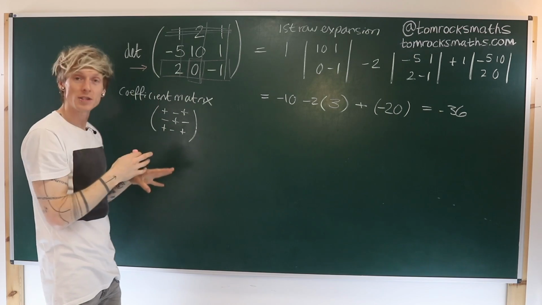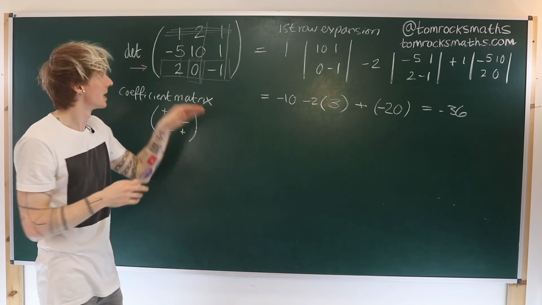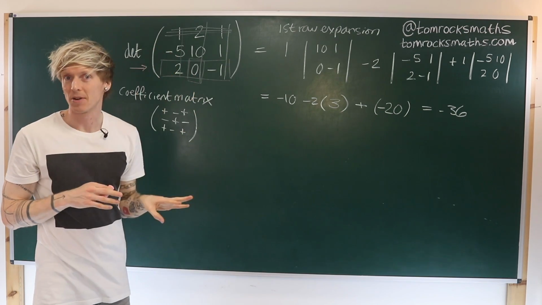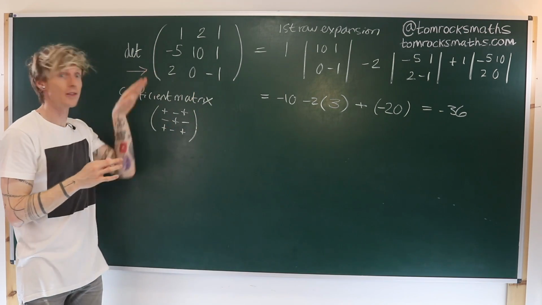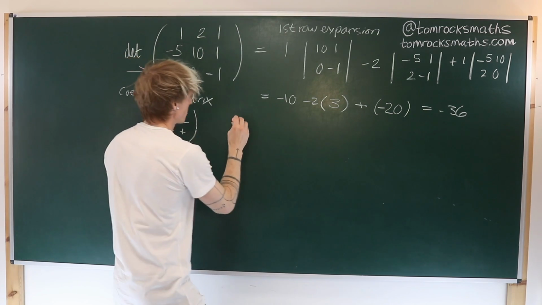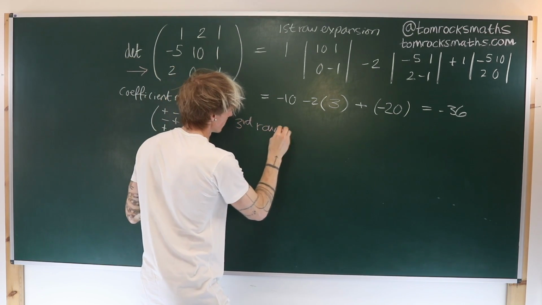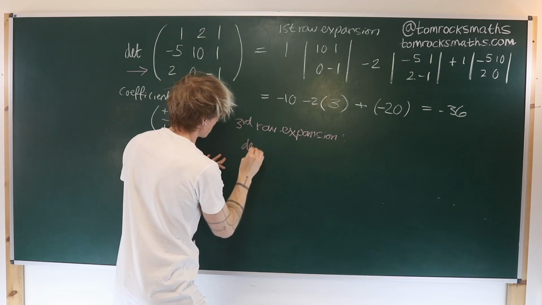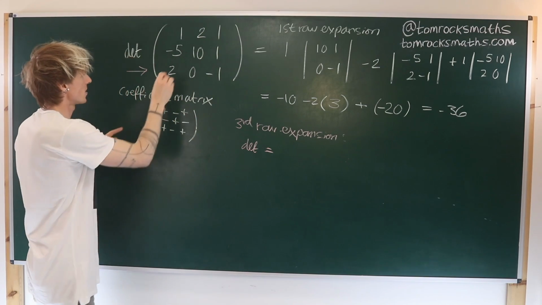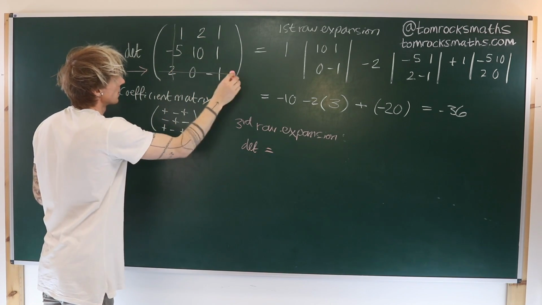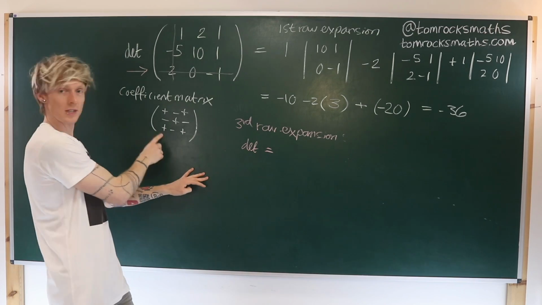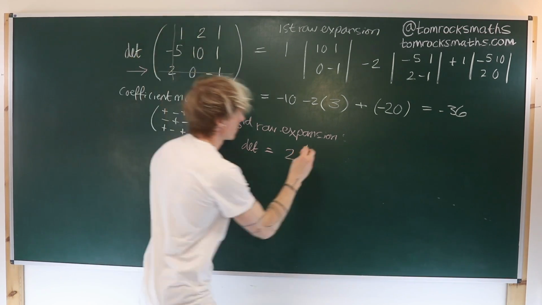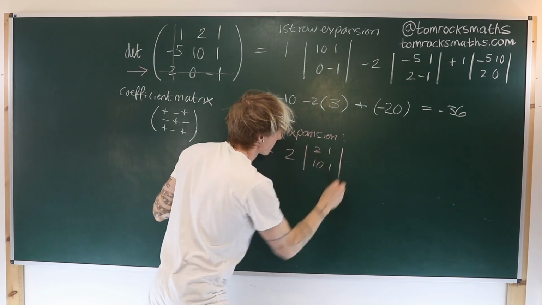So if I had really thought about the best approach to tackle this question, it's always going to be expand in the row or column that has the most zeros. So let's now do that expansion in the third row. The determinant is equal to, we take our first entry, the 2, and we cross off like that. So we get, and it's a plus from our coefficient matrix, so it's 2 times what's left, which is 2, 1, 10, 1.